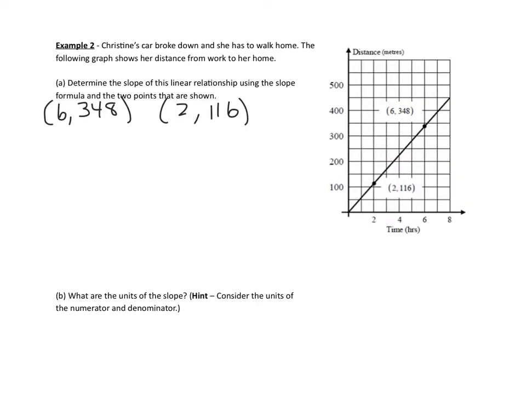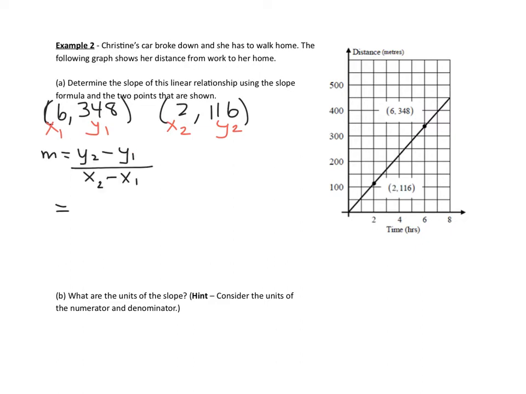So Christine's car broke down and she has to walk home. The following graph shows her distance from work to her home. So in the first part, we need to determine the slope of this linear relationship using the slope formula and the 2 points that are shown. So I'm going to take the 2 points that were given to us, and the first thing that I want to do is label them. So we know that this is going to be our x1 value and our y1 value, and we have our x2 value and our y2 value. So these are the numbers that are going to go into the slope formula.